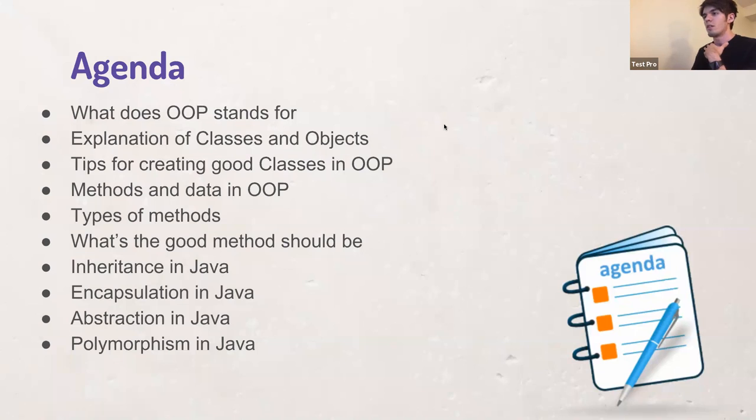After that, we're going to talk about tips for creating classes in OOP. Then we're going to talk about methods, the types of methods and what a good method should be. The other topics like inheritance, encapsulation, abstraction and polymorphism, we're going to cover on Thursday. After we finish talking about classes and methods, we're going to do some coding exercises.